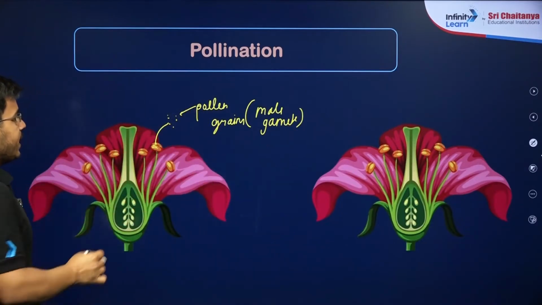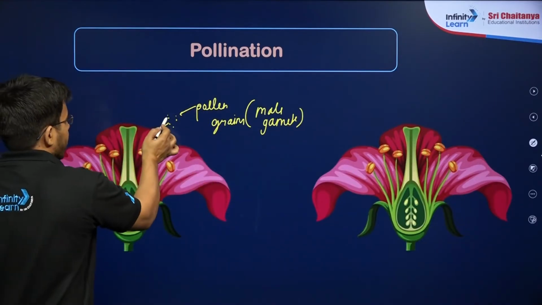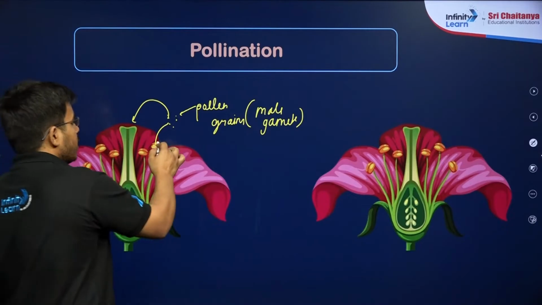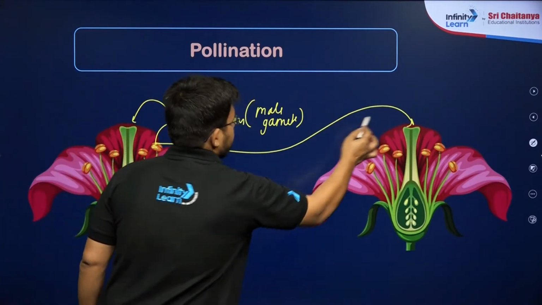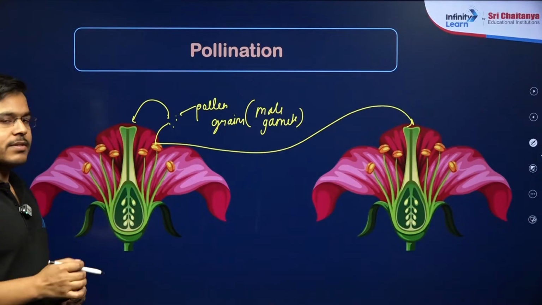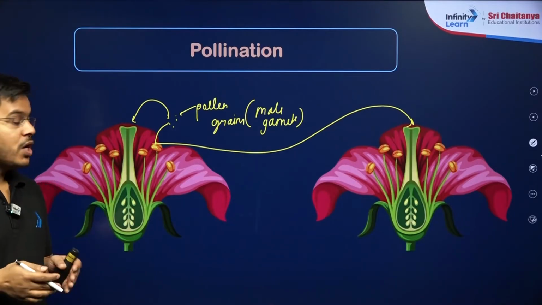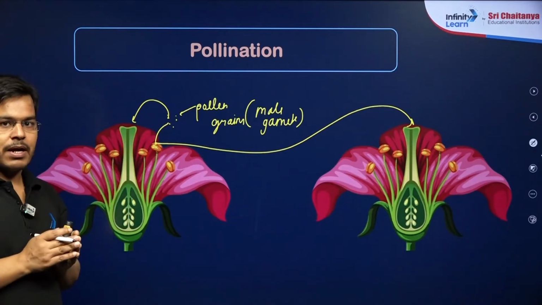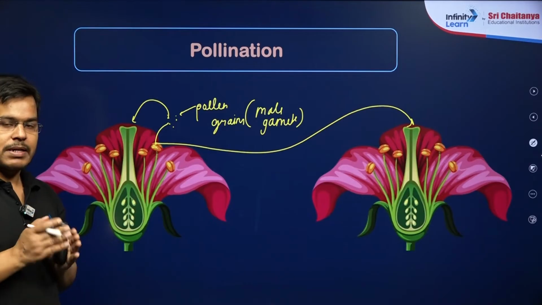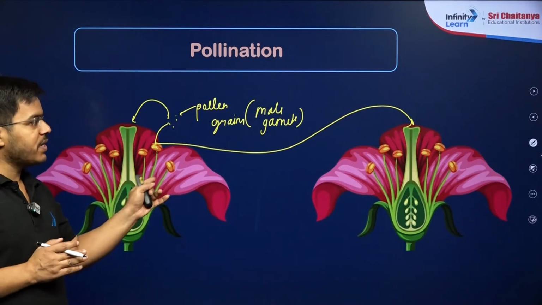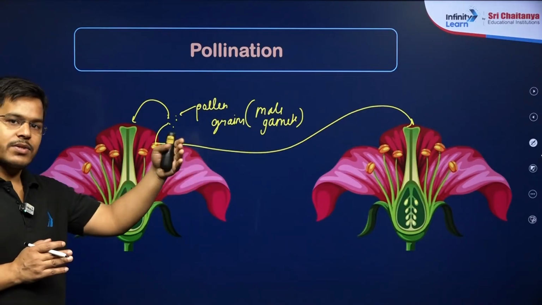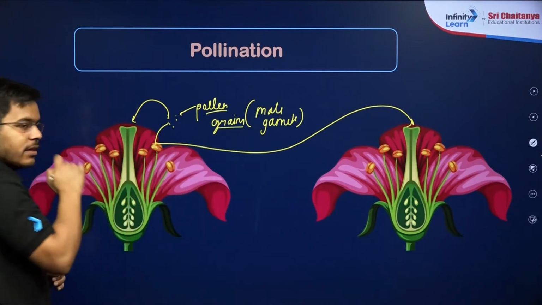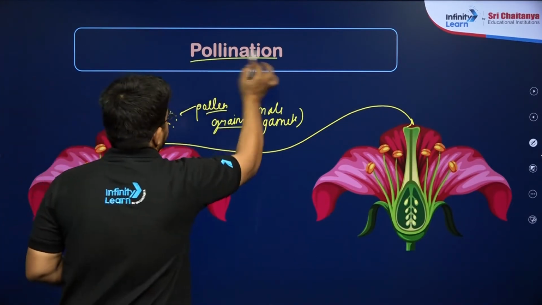Now these pollen grains first land on the stigma of the same flower, that is self pollination, or on a flower of another plant, that is cross pollination, or on a different flower of the same plant, which is also self pollination. If the transfer of pollen grains from anther to stigma happens on the same plant, whether in the same flower or another flower, that is self pollination; if it happens to a flower of another plant, it is cross pollination. This process of transfer of pollen grains from the anther to the stigma is known as pollination.